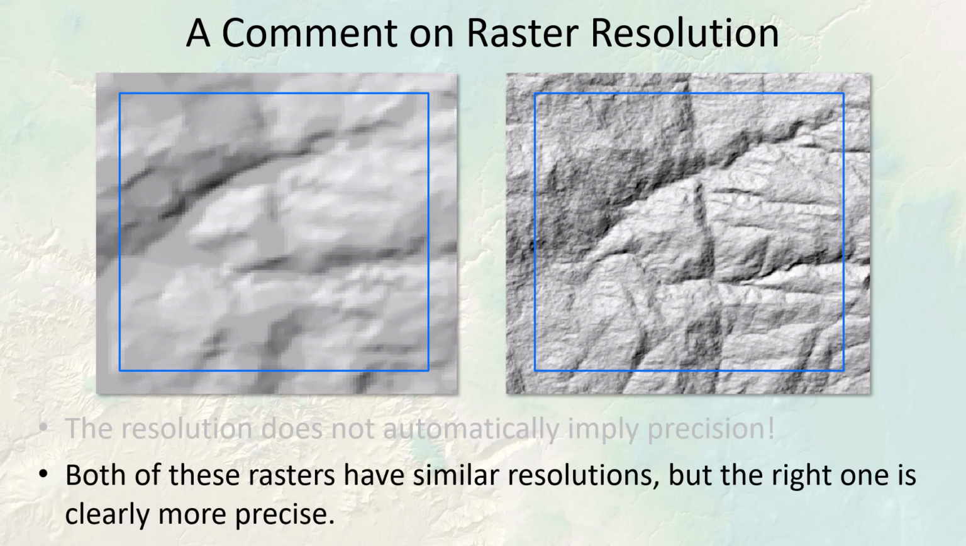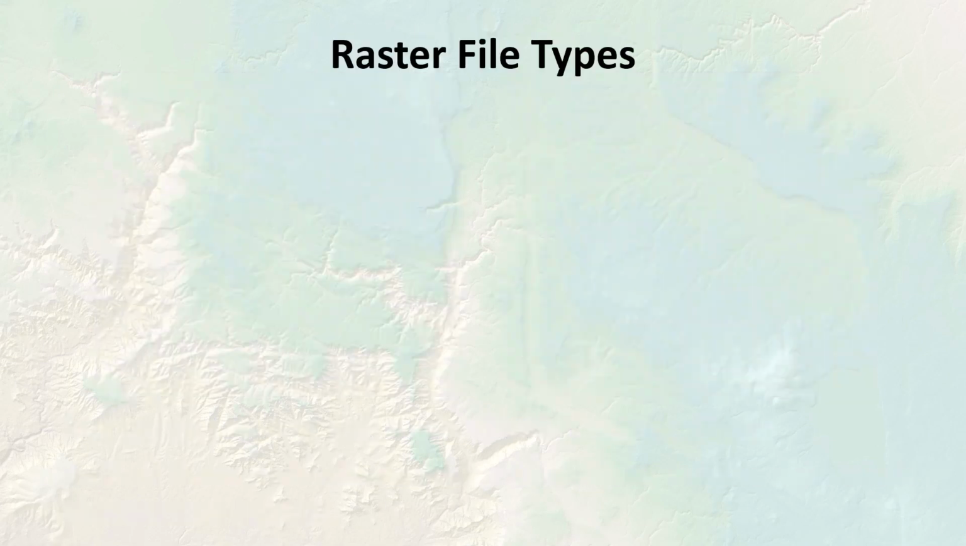In the best case, the image on the left would have something in the metadata telling you where or how you created that DEM in the first place. The metadata doesn't always have that information. Okay, moving on. Let's talk about raster file types.